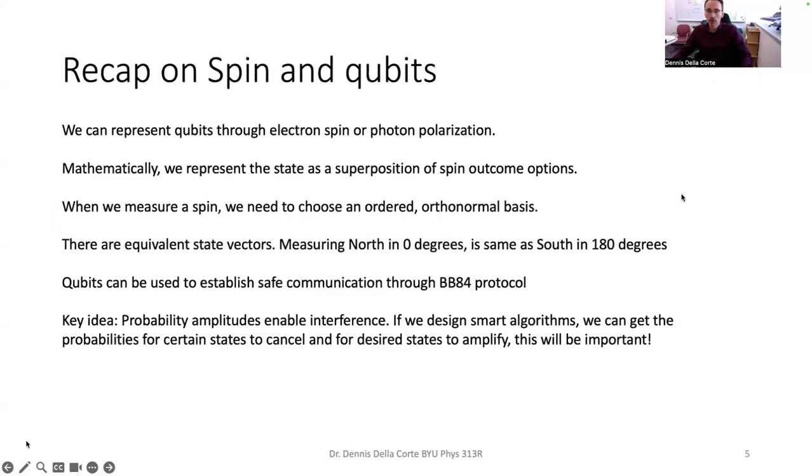We also learned that spins can be used to represent qubits. So if we have electrons that have a spin, they can be used to represent a qubit, or we can also use the polarization of photons to describe them. We saw some interesting things, for example, that you can establish safe communication channels, for example, with the BB84 protocol. Great.